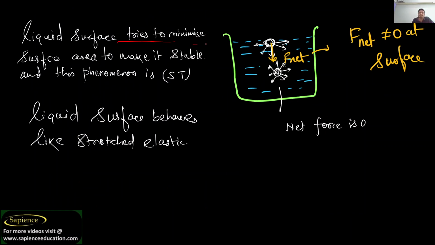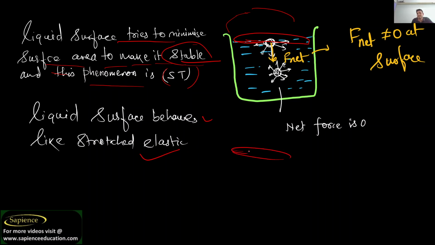Now the liquid surface tries to minimize its surface area to become stable, and this phenomenon is called surface tension. The liquid surface will always try to minimize the surface area. When it minimizes the surface area, the surface tension will become stable. So the liquid surface behaves like a stretched elastic, right? Stretched elastic.